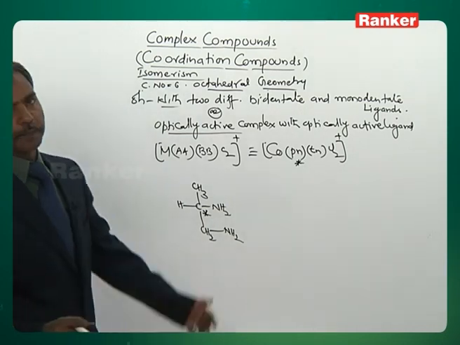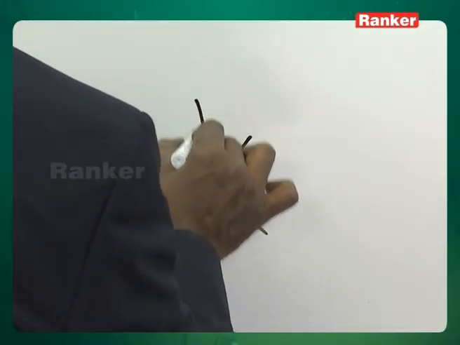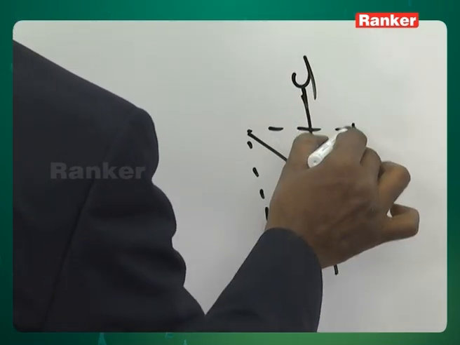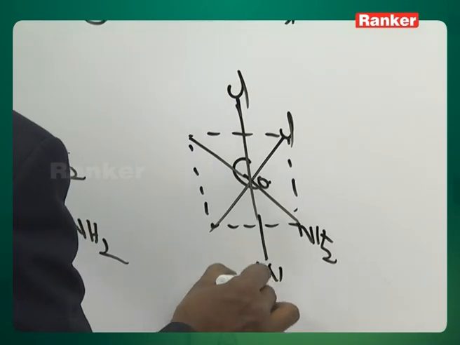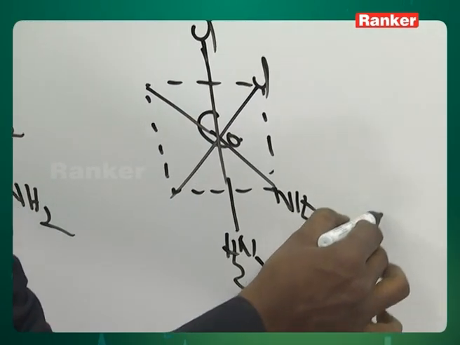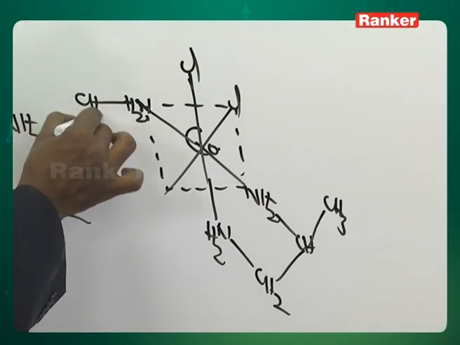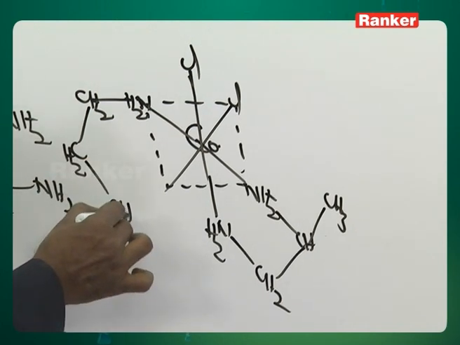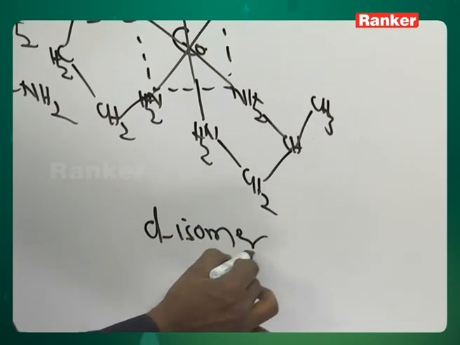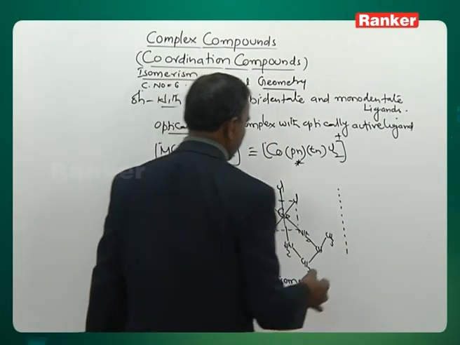For this, we write the optical isomers again. Take the cis. Let us write one as pn and tn, CH2, CH3, this is pn. One is tn. Take this as the D isomer. Next, the mirror image of this is the L isomer, same complex.